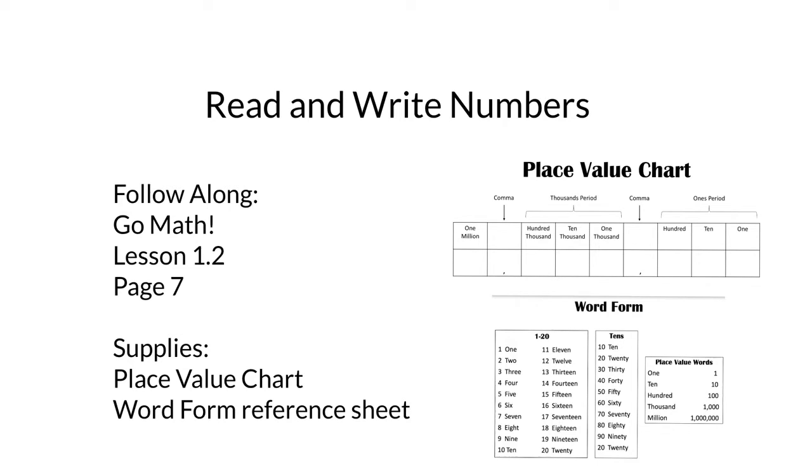Today we're going to read and write numbers. If you want to follow along, make sure you have your Go Math book out to lesson 1.2 on page 7. It's really important today that we have our place value chart and our word reference sheet. If you aren't sure what they are, here's the place value chart and the word reference sheet.